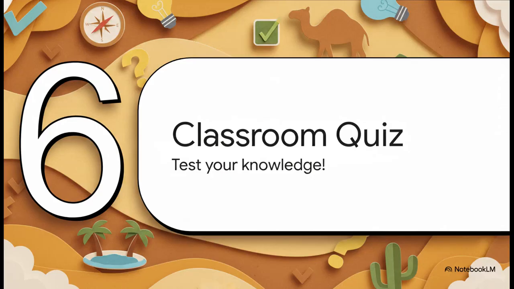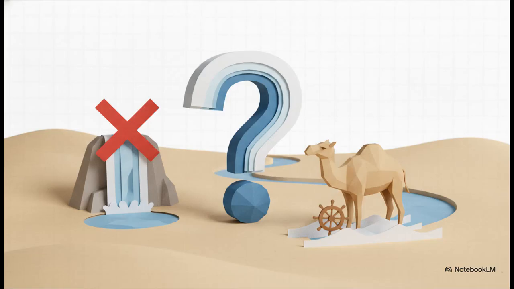All right, part 6, quick classroom quiz. Sit up straight, everyone. It is time to test your knowledge. I'm going to ask the question, I will pause, and you must think of the answer right in your head. Ready? Let's go. Question 1. True or false, the Thar Desert is famous for waterfalls? Think about it for a second. Do we really have waterfalls in a dry desert? False. Very good. It is famous for sand dunes and salt marshes.